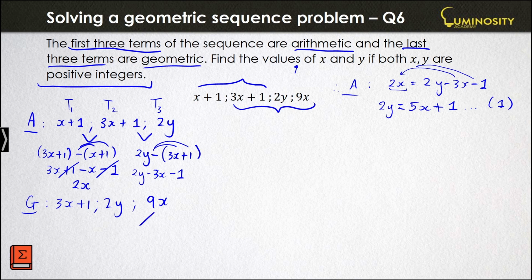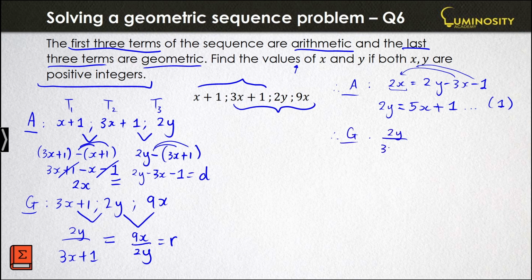If I do t3 divided by t2, I get 9x divided by 2y. If I do t2 divided by t1, I get 2y divided by 3x plus 1. Now these must be equal because this is the constant ratio, just like the common difference before. So for the geometric sequence, I have 2y over 3x plus 1 equals 9x over 2y.